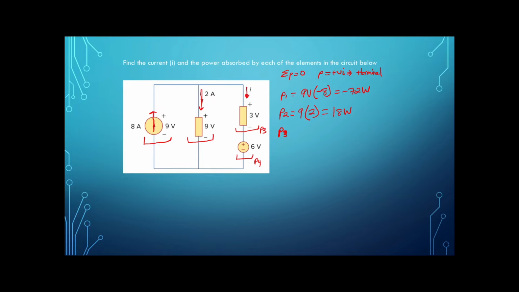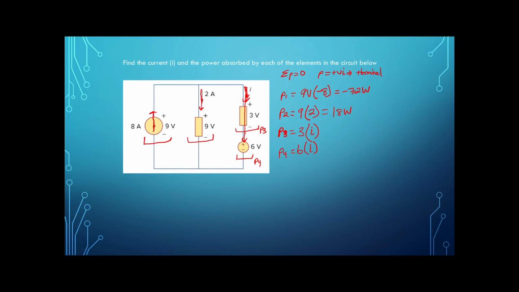So P3 is equal to the voltage, which is 3, times the current entering the positive terminal. So the current entering the positive terminal is I. And then we know P4 is equal to the voltage, which is 6 volts, times the current entering the positive terminal. So this same current I is going through the third circuit element and the fourth circuit element, and it's going to enter the positive terminal. So we can multiply that by I.